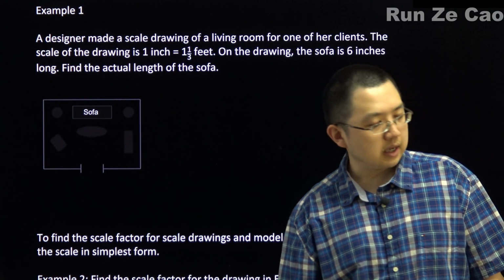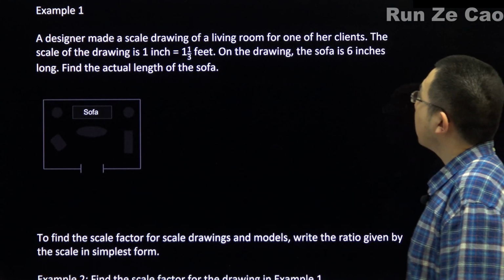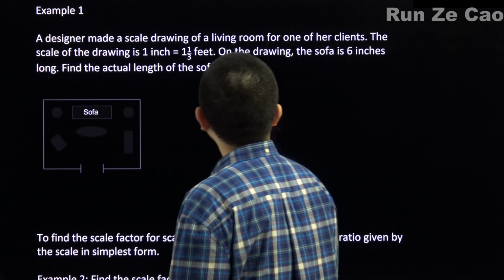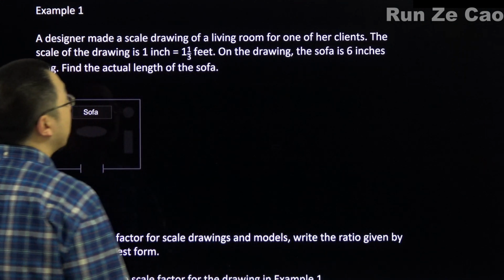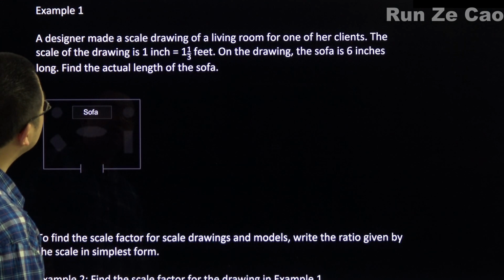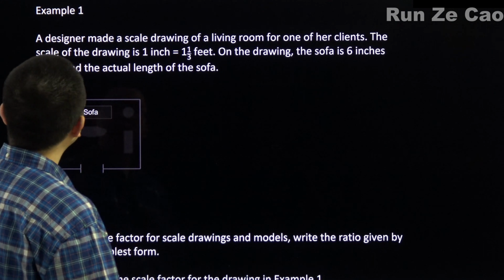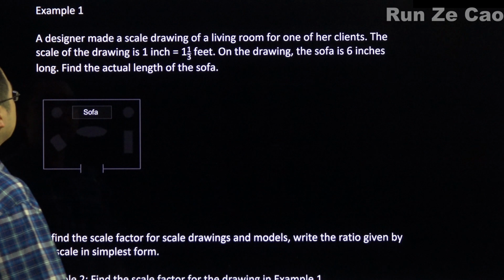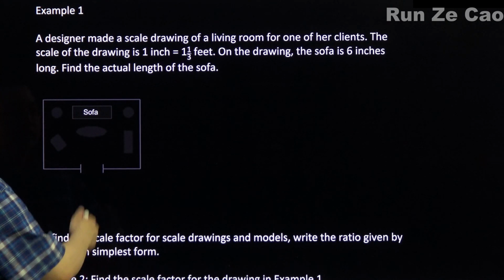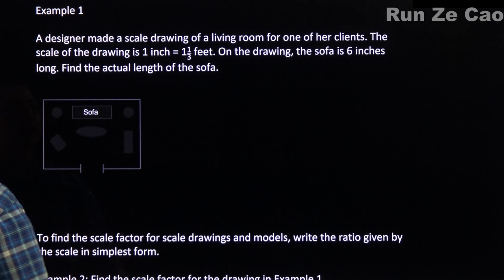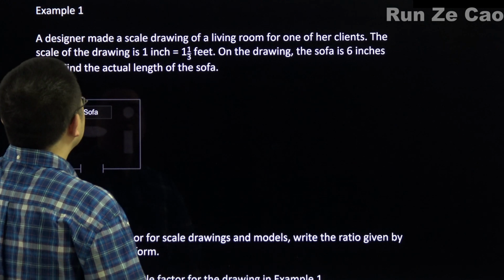Now, example 1. A designer made a scale drawing of a living room for one of her clients. The scale of the drawing is 1 inch equals 1 1/3 feet. On the drawing, the sofa is 6 inches long. Find the actual length of the sofa. The sofa is here in this particular drawing.